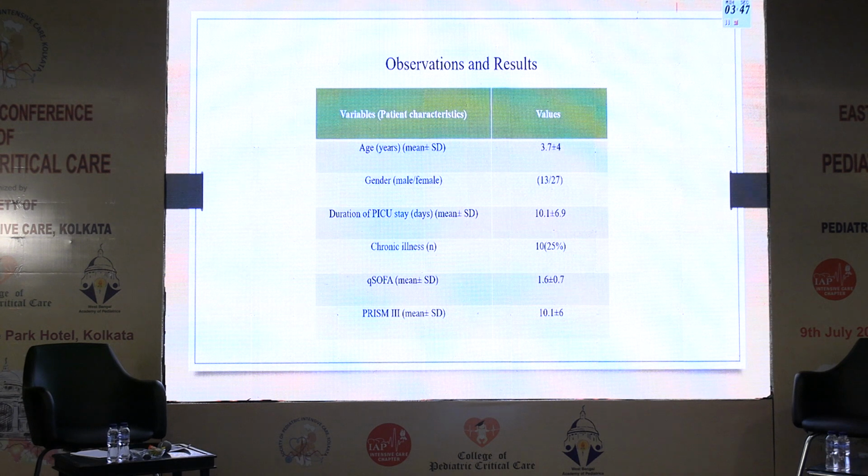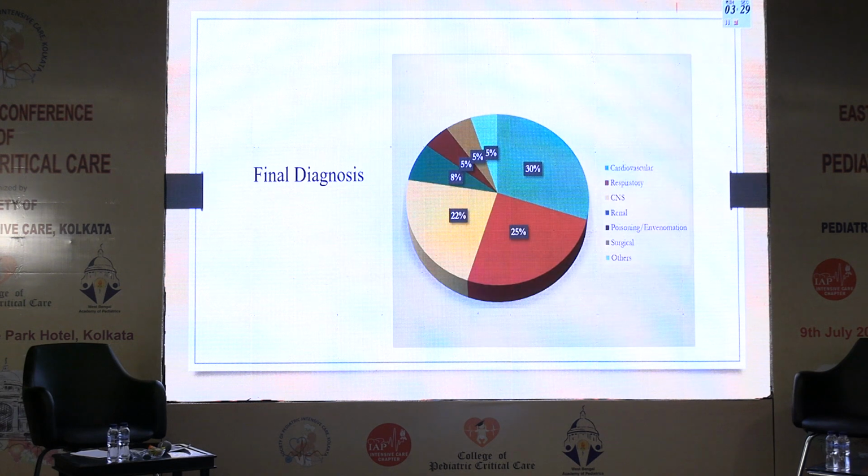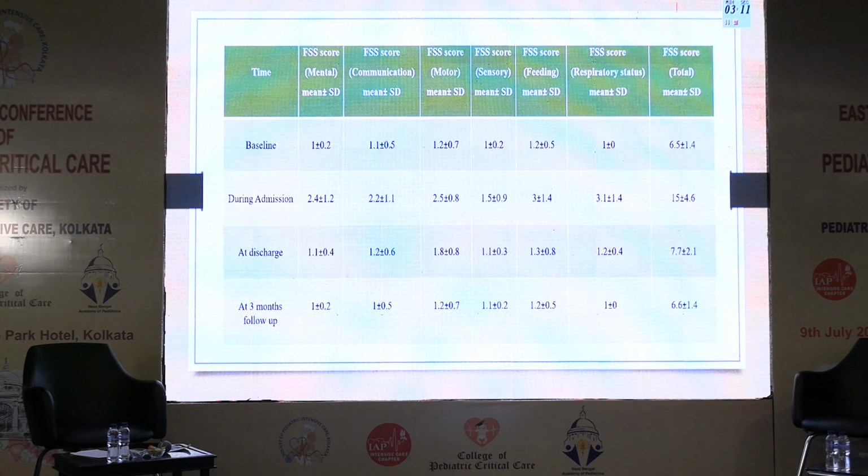The mean age in years was 3.7. There were 13 male and 27 female patients. The mean duration of PICU stay was 10 days. We had 10 patients, that is 25%, who already had chronic illness, and the Q-SOFA mean was 1.6 while PRISM 3 was 10.1. If we talk about the major systems involved resulting in PICU admissions, they were mainly cardiovascular in 30% cases. The second most common were respiratory and third most common was CNS with 22%, while renal cause, poisoning, envenomation, surgical and other causes formed the rest of the percentage.